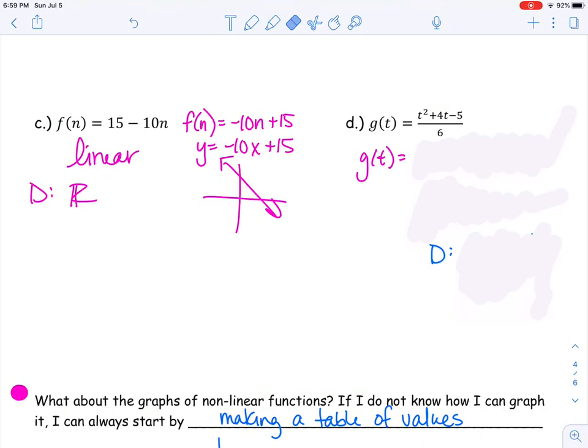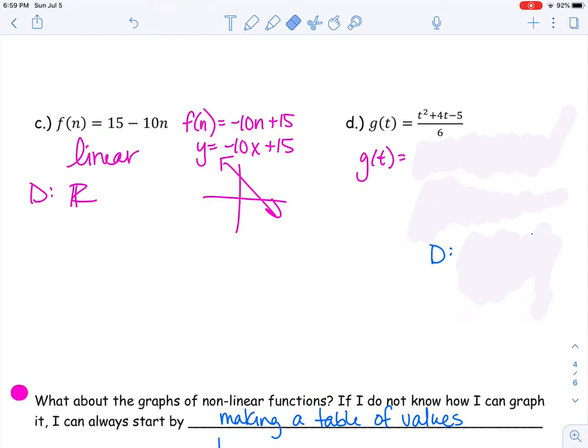It says g of t is equal to t squared plus 4t minus 5 over 6. Ooh, and there's a denominator. But look at this denominator. This denominator doesn't have a variable in it. It's never going to change. It is always going to be a 6. So this is not actually a rational function like maybe you thought it was just because it was a fraction.